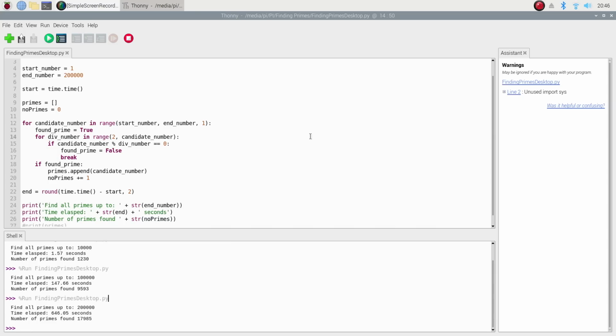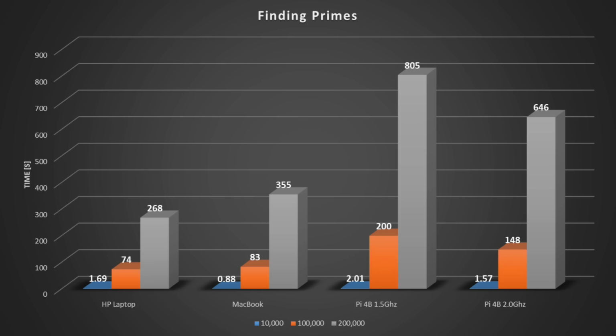Overclocking the Pi has made a bit of an improvement. It took 1.5 seconds to get to 10,000 and around 11 minutes to get to 200,000.